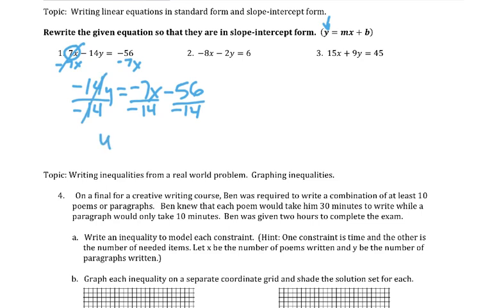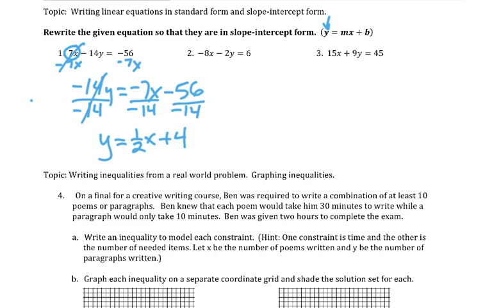Okay, and I get positive y equals negative 7 over negative 14 is going to be a positive 1 over 2 x. Then negative 56 and negative 14 are going to give me a positive. So 56 and 4 divided by 14 is 4. So I get 1/2 x plus 4.